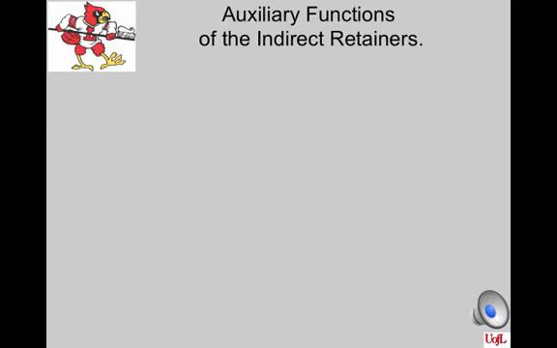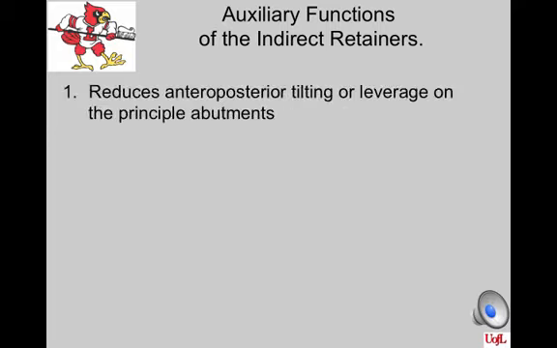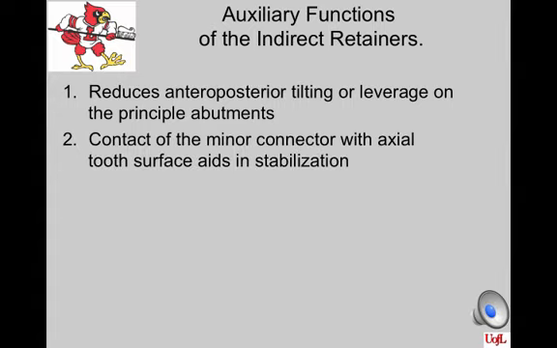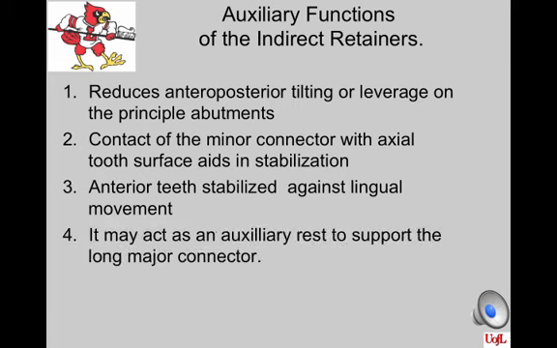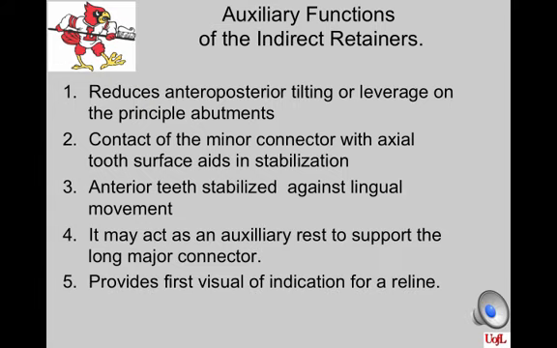There are some auxiliary functions that an indirect retainer is used for. It reduces the anterior-posterior tilting or leverage on the principal abutments. The contact of the minor connector with the axial tooth surface aids in stabilization of the prosthesis. The anterior teeth are stabilized against lingual movement. It also may act as an auxiliary rest to support a long major connector, and it provides first visual indication that a reline may need to be done on the partial.